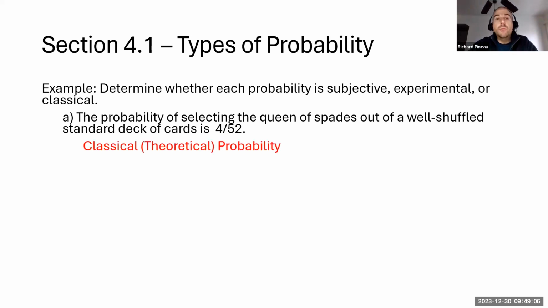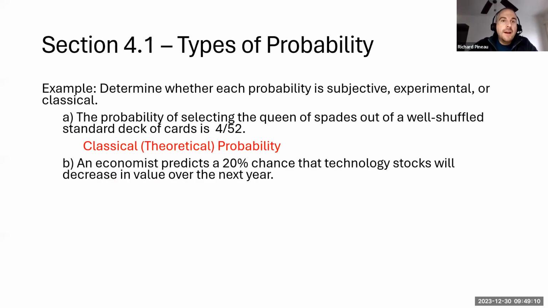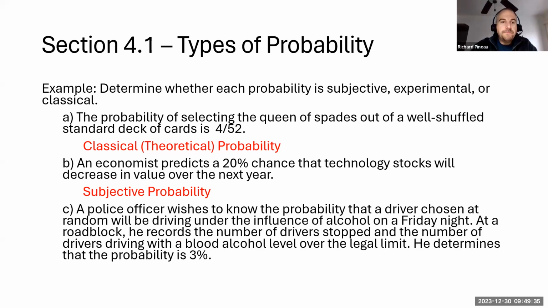So it should be classical probability, right? That is the probability that we select the queen of spades. We have an economist predicting a 20% chance that technology stocks will decrease in value over the next year. Well, the economist is predicting this. That sounds subjective to me, right? It's their opinion. Now, you might say, well, what are they basing their opinion on? That requires some investigation. But in this case, it is subjective. It's their thought, their feeling, their prediction.